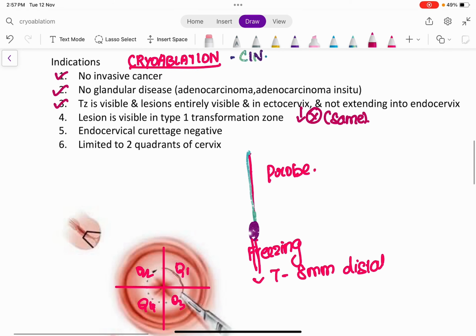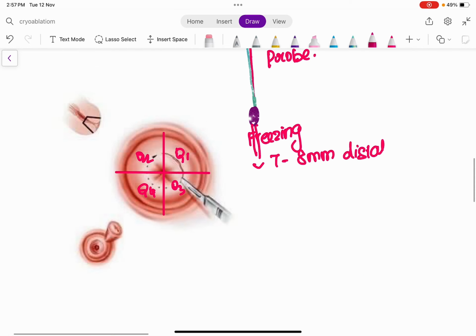So the lesion should be in the type 1 transformation zone in order to do cryoablation, and endocervical curettage, if done, has to be negative. Only then can you proceed with cryoablation, right? And definitely this lesion should be limited to only 2 quadrants of the cervix. It should not extend to more than 2 quadrants.